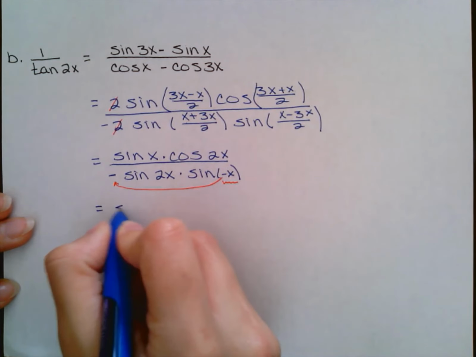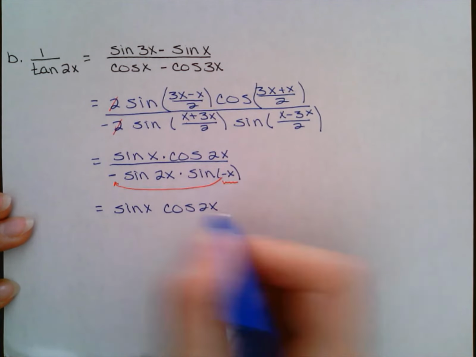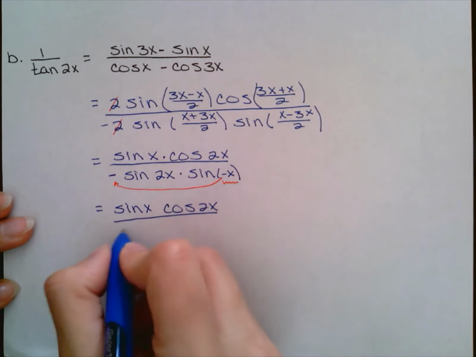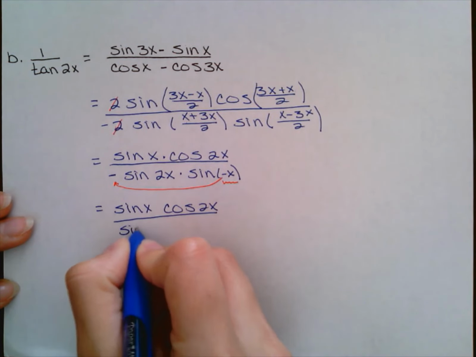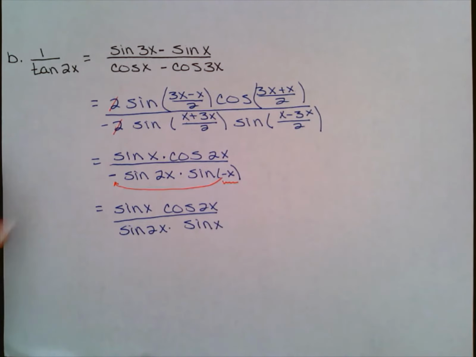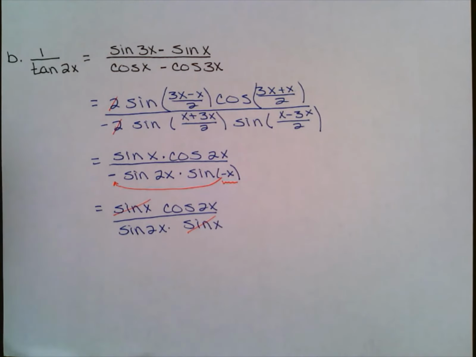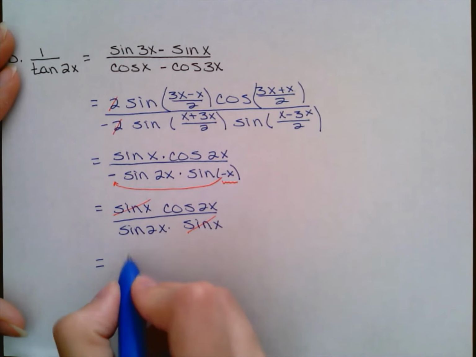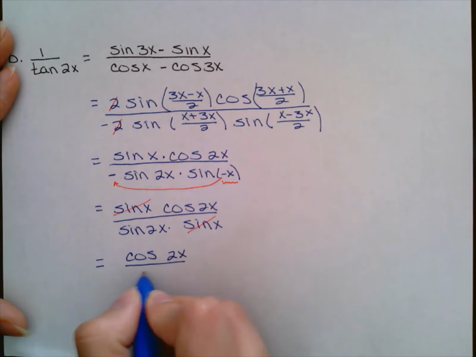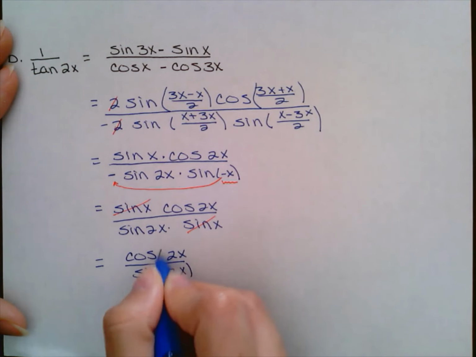So my numerator would say sine of x times cosine of 2x. And then if I take that negative out, a negative and a negative become a positive, and I'm just left with sine of 2x times sine of x. Now these two signs cancel. And I have cosine of 2x over sine of 2x, okay?